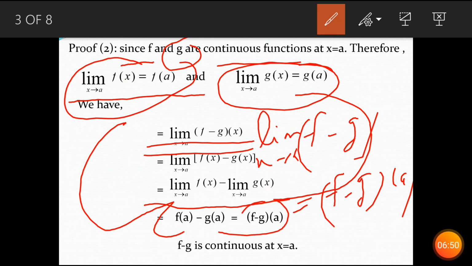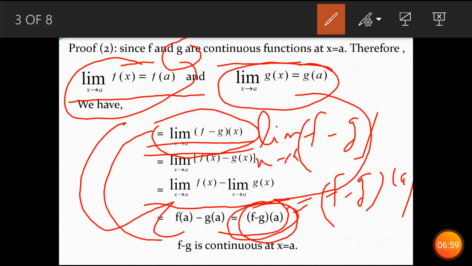And this can be written as (f minus g)(a). So we took this one and we got this one. It means the limit value is equivalent to the function value. So we can conclude that f minus g is continuous at x equals a. This is a very easy proof. So with the help of this proof, you can prove any of the results that were obtained in the last slide. So just try it. Then only you will be able to understand it clearly.